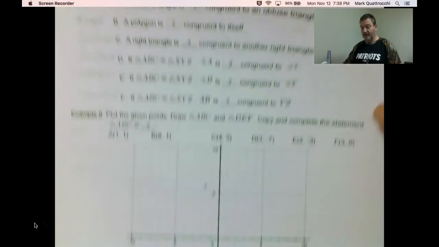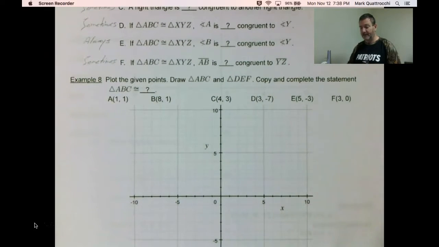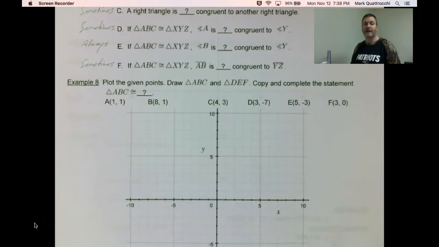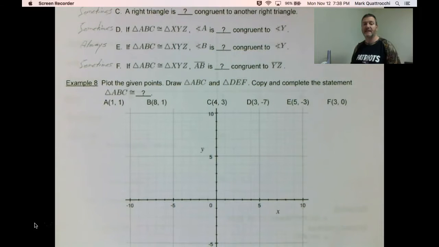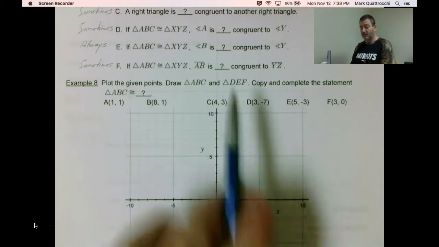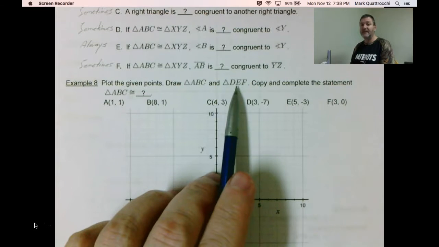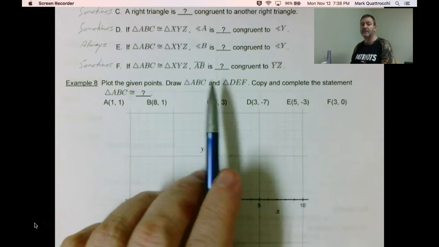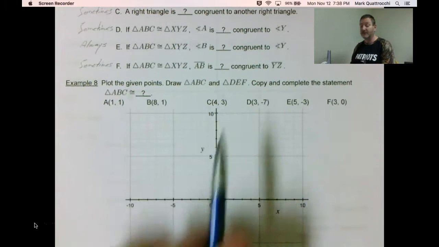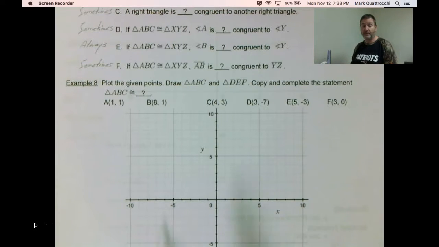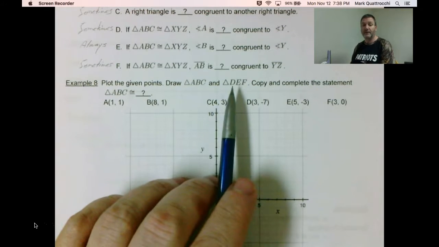Okay, example 8. We're going to plot the given points. We're going to draw a triangle ABC and a triangle DEF. We're going to copy and complete the statement: triangle ABC is congruent to which triangle? So it might be DEF, but that doesn't guarantee that D corresponds to A, or at least I don't know that they correspond yet. We're going to have to take a look. That's what we're going to graph and figure out.